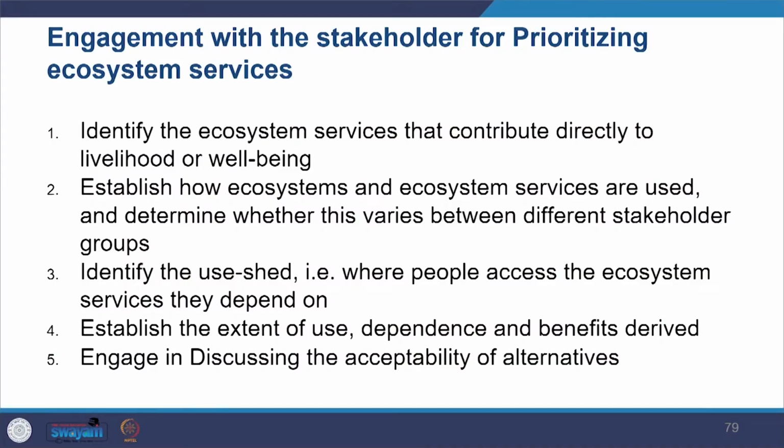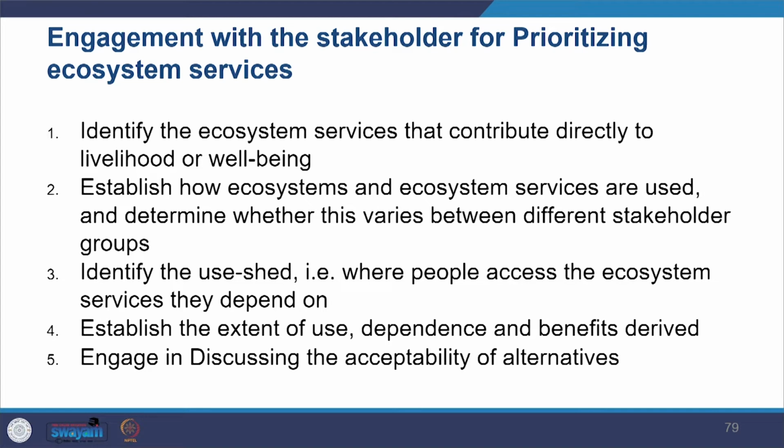For prioritizing ecosystem services, you have to engage with the stakeholders. So, you need to talk, you need to learn about their requirements. You identify the ecosystem services that contribute directly to the livelihoods or the well-being. You establish how ecosystems and ecosystem services are used and determine whether this varies between different stakeholder groups. So, you undertake those engagements with the stakeholders.